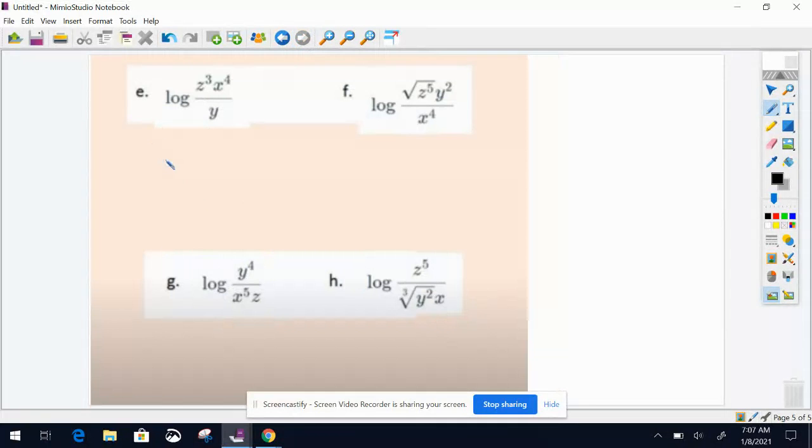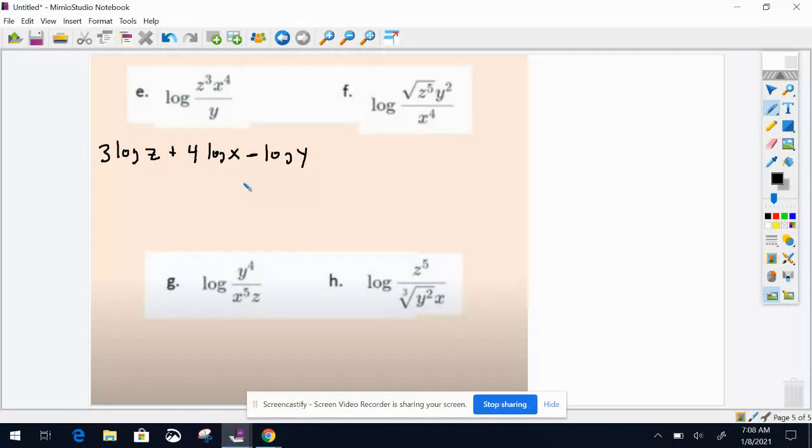Especially when we get down to here. But here we're going to actually have 3 different things that we have to rewrite this as. So I'm going to rewrite this as 3 log z plus 4 log x. And again, where am I getting this 3 from? It's the exponent. Where am I getting the 4 from? It's the exponent of the x. Minus, why a minus? Because it's divided by log y.